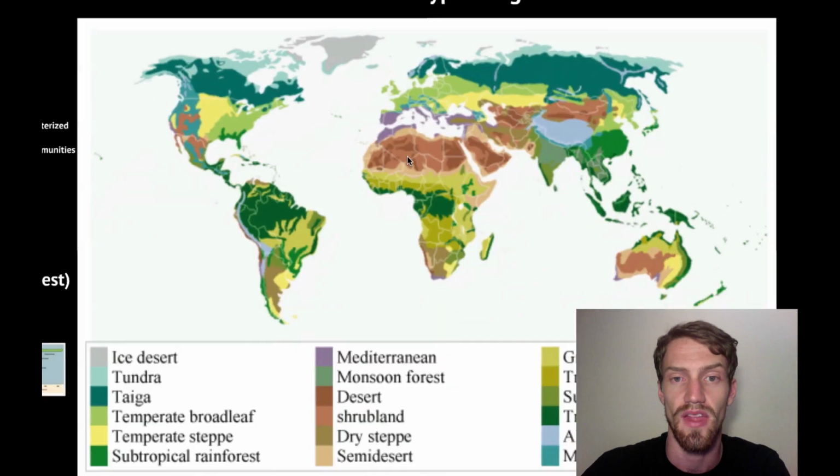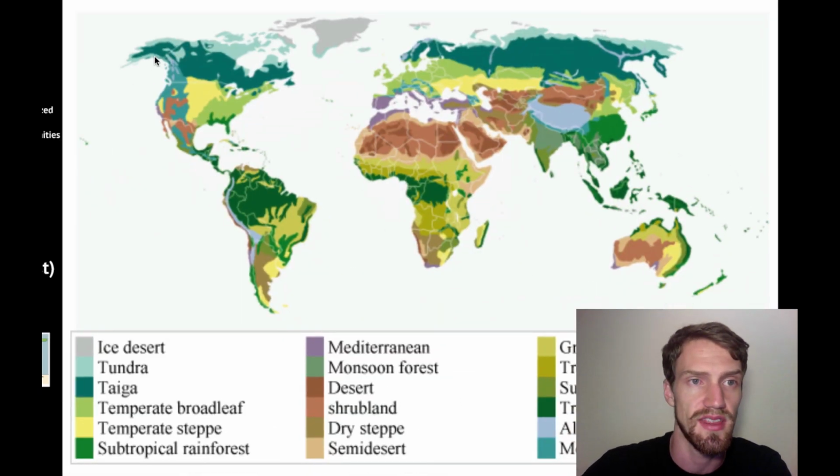The next place I want to look is going to be the tundra up in Alaska. So let's take a look at the climate as well as some of the adaptations.